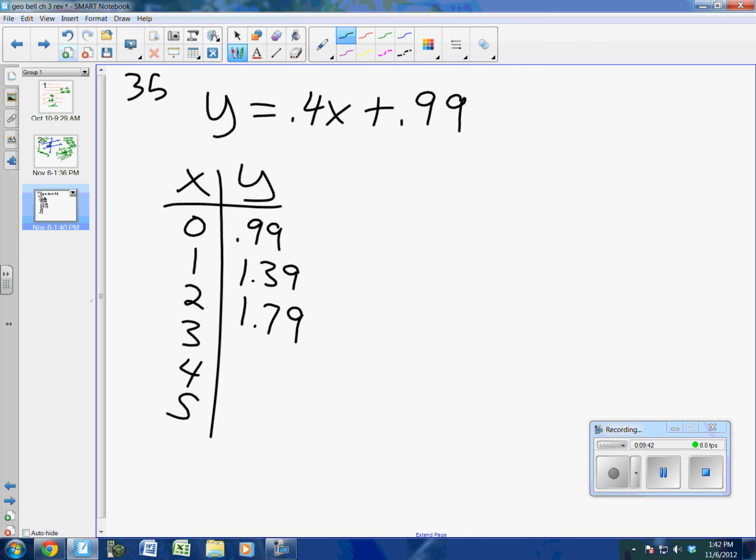For a 3-minute call, it's 3 times 0.4, right? Which is $1.20 plus 99 cents. So what's that going to be? $2.19, sorry. What's 4 minutes going to cost you? $1.60 plus 99, $2.59. And 5 minutes is going to cost you how much? $2.99.